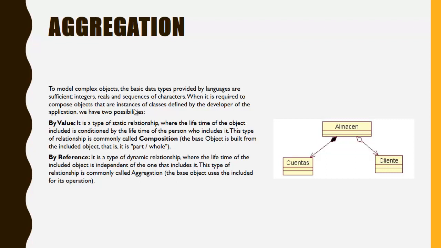By value is a type of static relationship where the lifetime of the included object is conditioned by the lifetime of the one that includes it. This type of relationship is commonly called composition. By reference is a type of dynamic relationship where the lifetime of the included object is independent of the one that includes it. This type of relationship is commonly called aggregation.